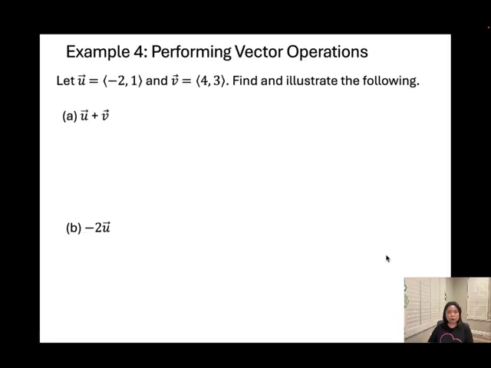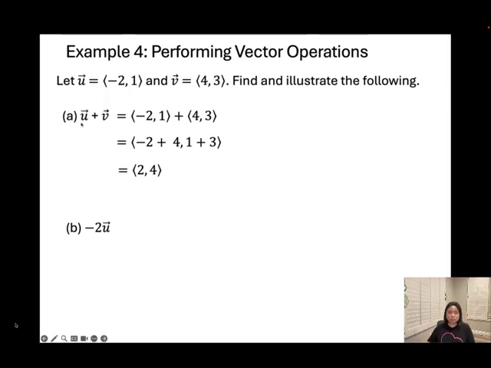Okay, example 4. You have the vector u and vector v. Find the following. Vector u plus vector v. Okay, pretty straightforward, right? Just add them together. You're gonna get 2 and 4.